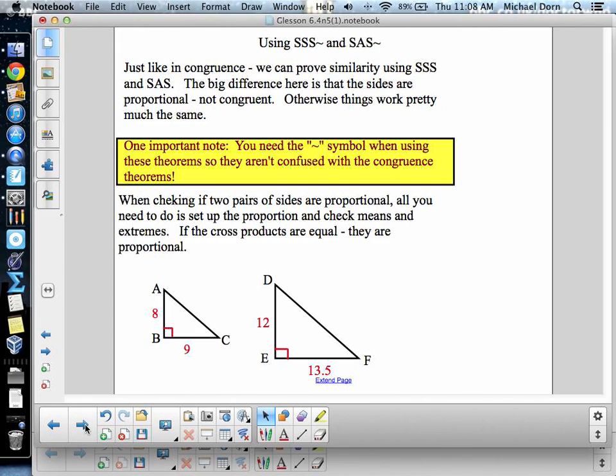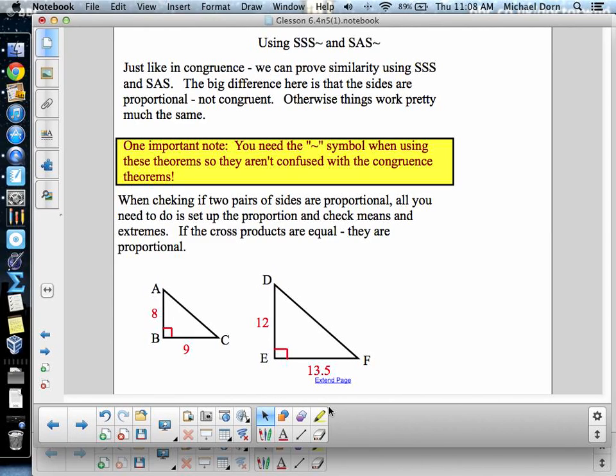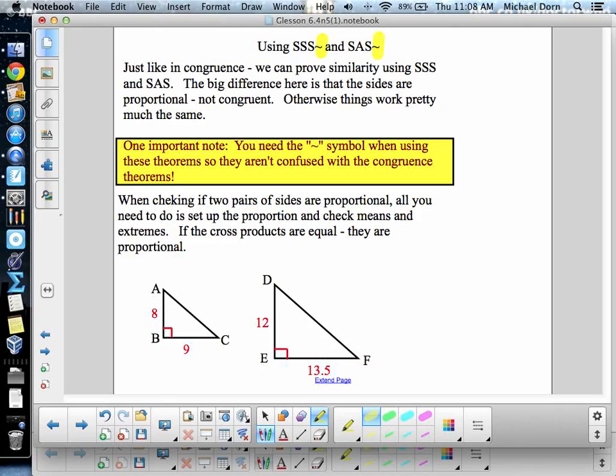Now, when we're using these reasons to show that things are similar, a couple things are very important. First, we have to use a similarity symbol. That's what this highlighted box is here. You might want to pay attention to that. When asked for a reason why, you can't just say side, side, side. If you do, side, side, side is a congruence theorem, not a similarity theorem. So we have to add that little symbol: side, side, side, similarity; side angle side, similarity. And then we can just go ahead and see if things are proportional or not.